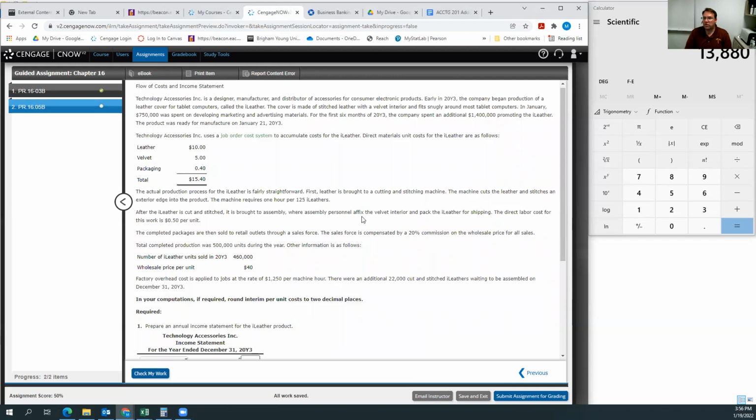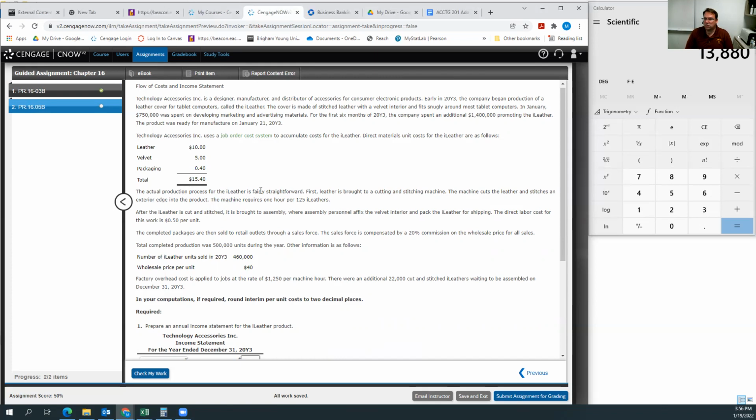In January, $750,000 was spent on developing marketing and advertising materials. For the first 6 months of 2013, the company spent an additional $1.4 million promoting the iLeather. The product was ready for manufacture January 1st, 2013. They used the job order cost system. Here's their direct materials.